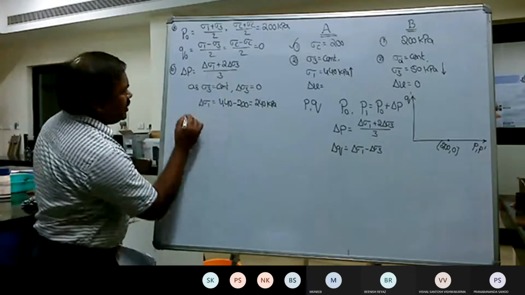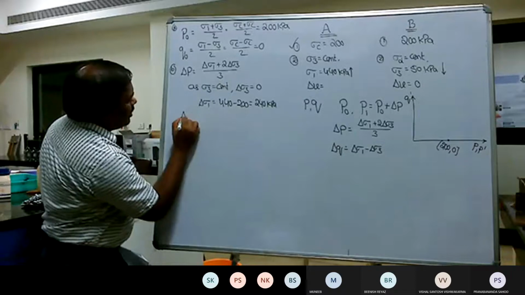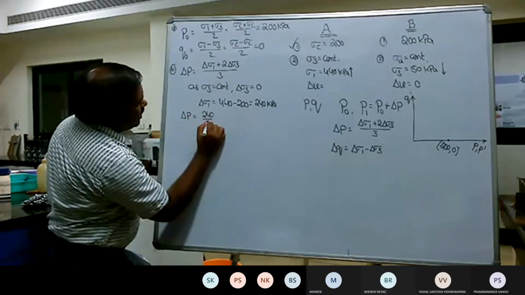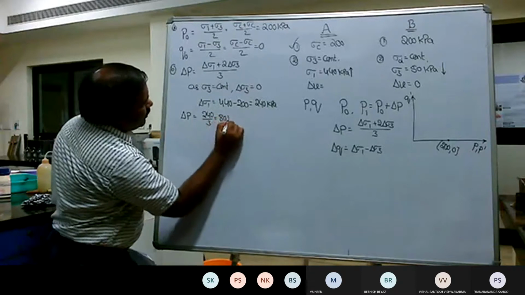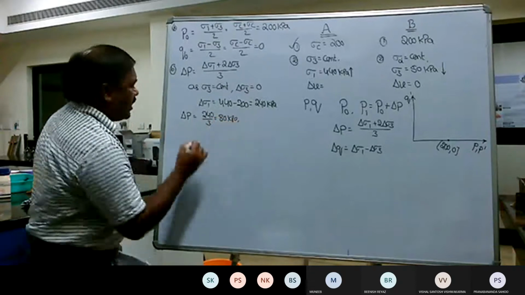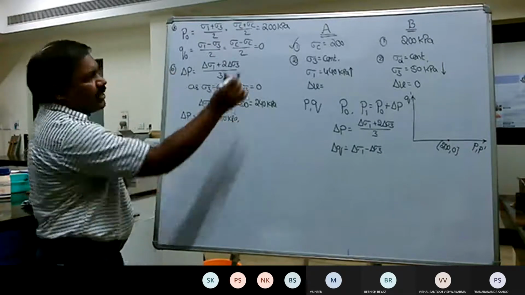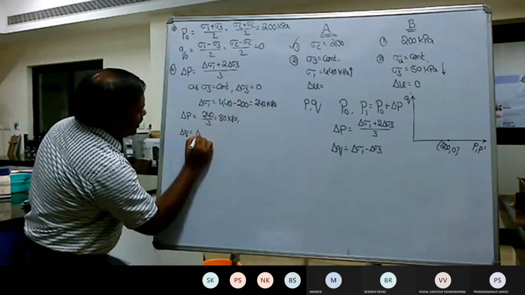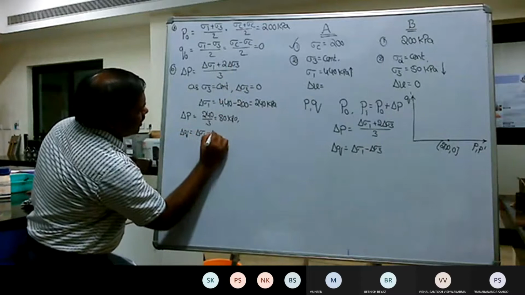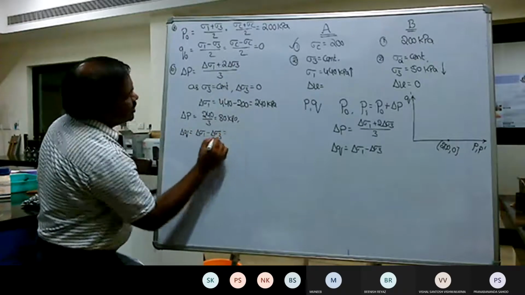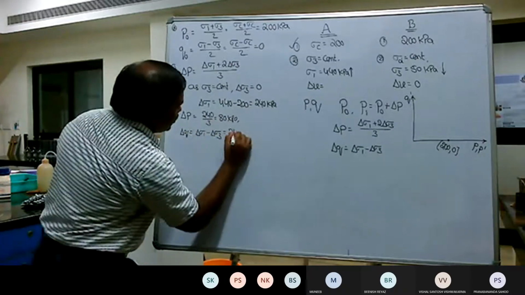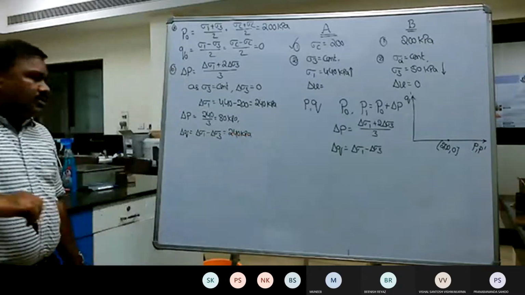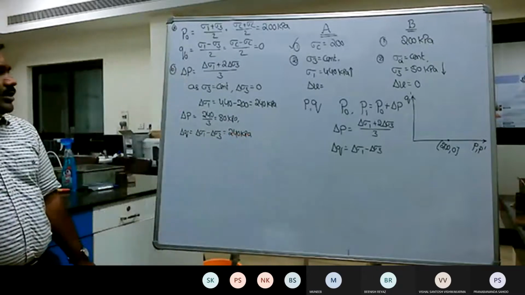Okay, so now substitute here. So what you get is delta P is equal to 240 divided by 3. So that is 80 kPa. This is for specimen A. And delta Q is delta sigma 1 minus delta sigma 3, and delta sigma 3 is 0, so delta Q is 240 kPa.